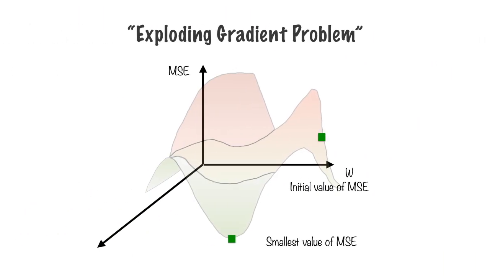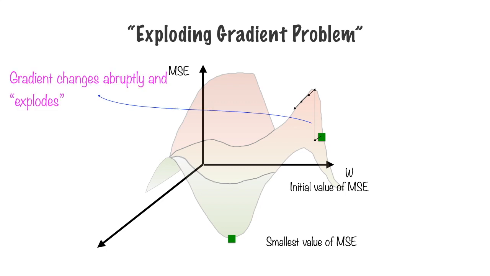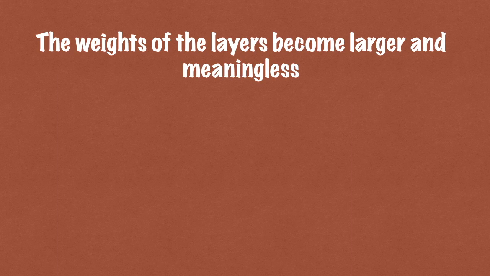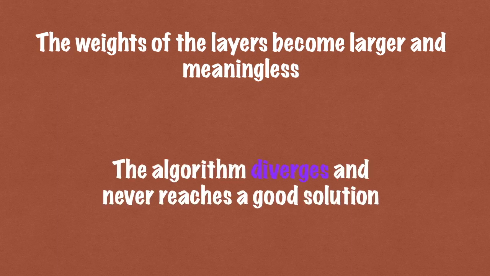Another problem with gradients in your neural network is the exploding gradient problem, where your gradient moves up and down explosively, spikily, suddenly. Here, let's say you start off at an initial value of the MSE, and then your gradient explodes upward and then kind of explodes downward and maybe back upward. In this case, the gradient changes abruptly. That's why it's called exploding. And once again, the weights of your layers never converge. The problem here is not that the weights don't change, they can just become larger and larger and reach insane levels such that they're essentially meaningless. The algorithm explicitly diverges and does not reach a good solution.